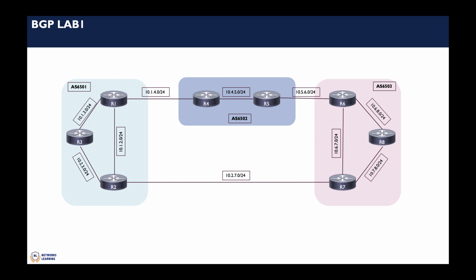So now that I have iBGP sessions between R1 and R2, and R1 and R3, let's try to advertise one of the prefixes, the loopback address, for example, of router 2, into the BGP process. So I'll check my loopback address. You can see here it is a slash 32. So how do I advertise it?